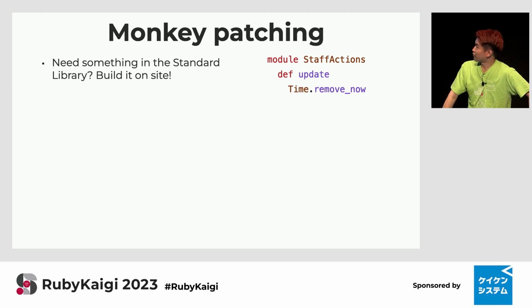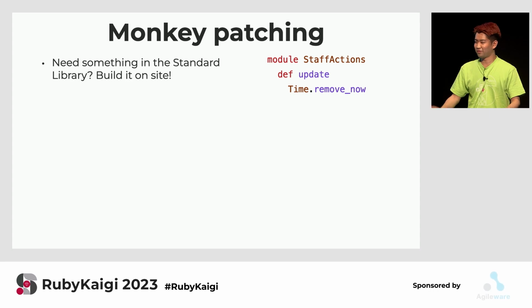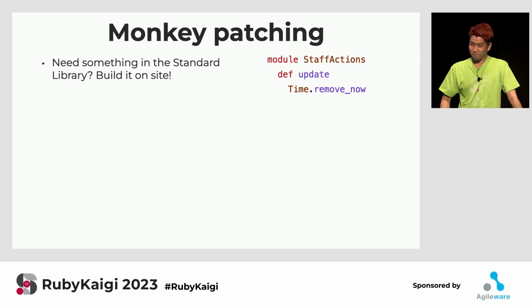This is my favorite, monkey patching, Time.remove_now. I think none of you understand this, but yeah, sometimes you have to remove now from Time. So if you need something in the standard library, just build it on site.